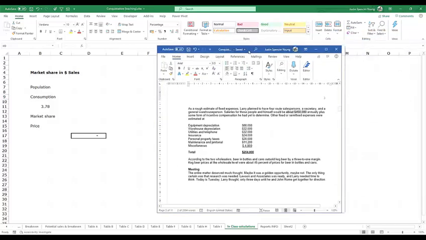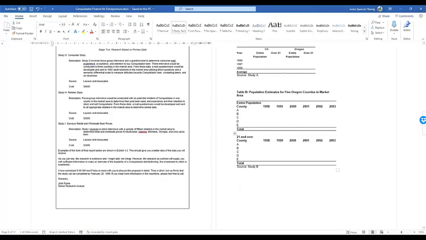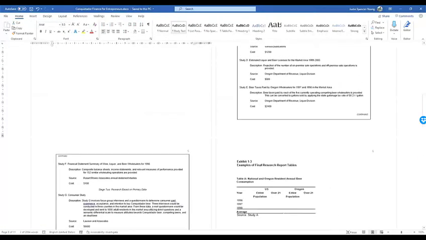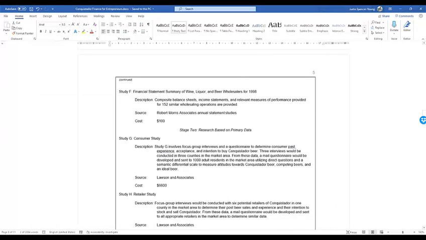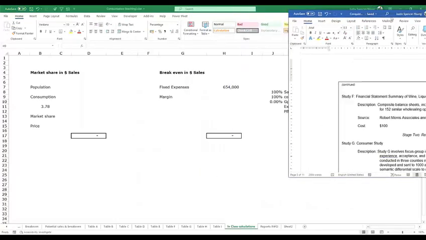So let's come back to Lawson and Associates here, and look at what report F tells us. Here it is: financial statement summary of the wine, liquor and beer market for 1998. That is the year in which the case was originally set. That's what we need: financial information, composite balance sheets, income statements, relevant measures of performance provided for 152 similar wholesale operations. Okay, so we definitely need some financial information. So report F was a must.